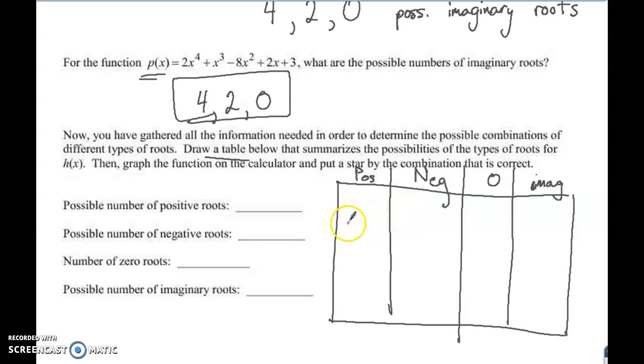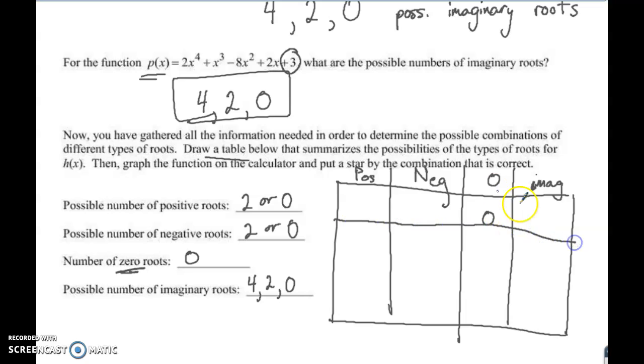And then what we can do is we can put down all of the scenarios. Because if you recall from the possible number, this is the same problem from the first video, it was 2 or 0 for positive, 2 or 0 for negative. Well, we didn't do this one yet, but what was our clue? There's a constant, so there's never going to be a 0 root. And then this one was 4, 2, or 0. So you have to make a table that lays all of those options out.